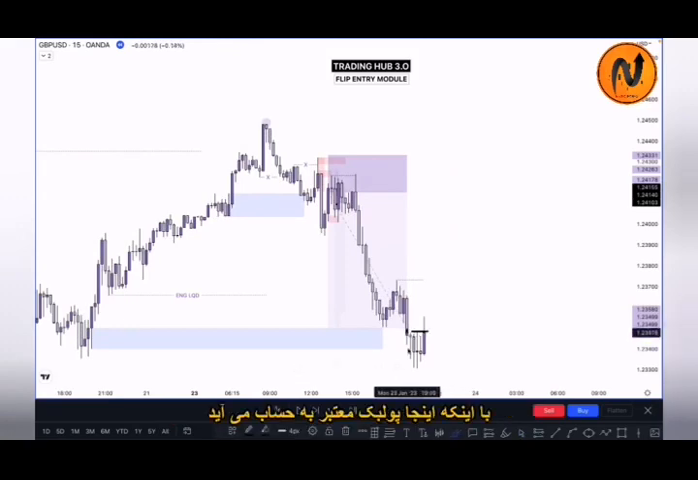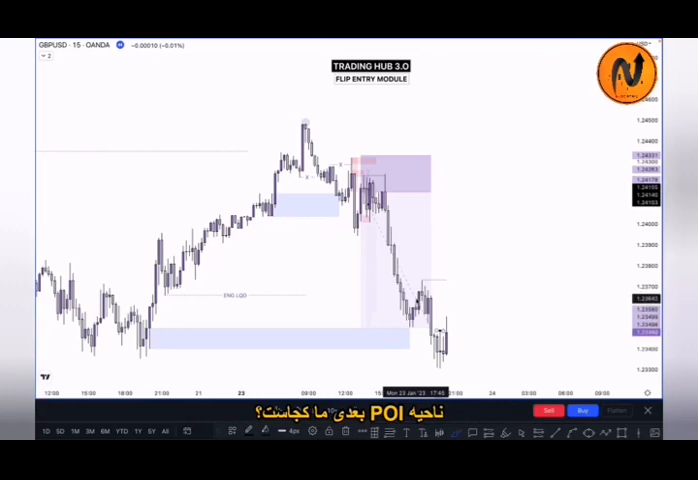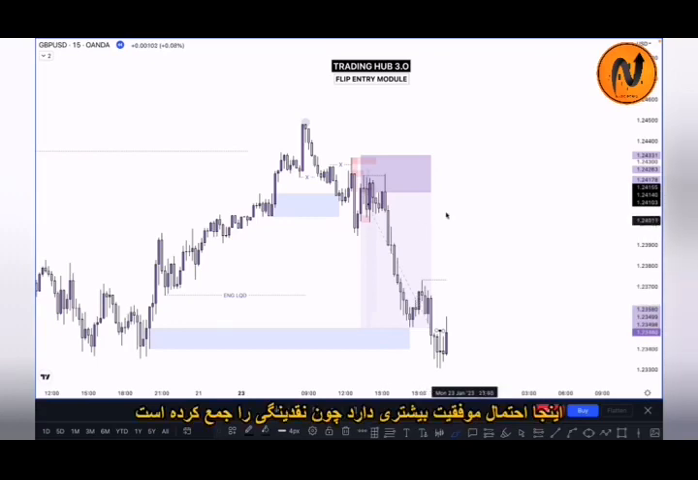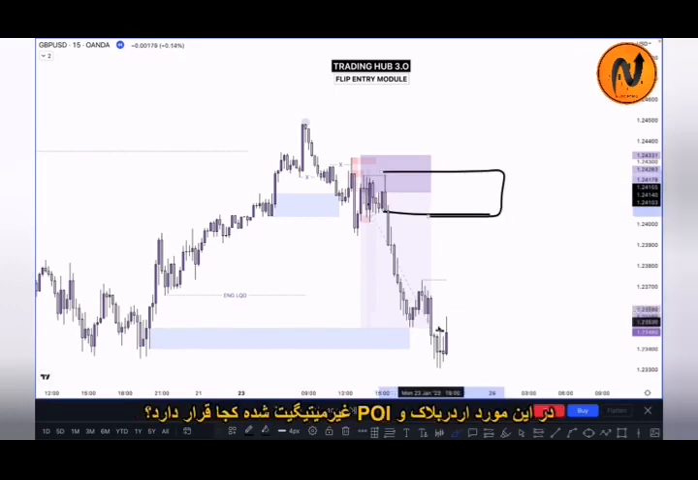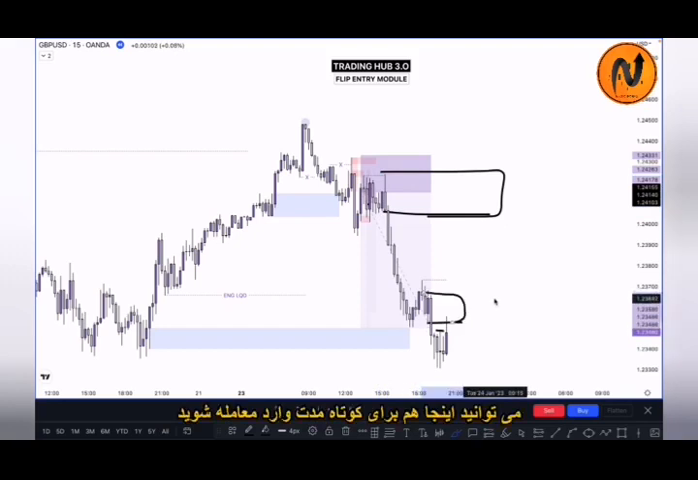Okay, even this is a valid pullback here. But why am I not taking this one? The first reason is this one is our small pullback compared to the first one. And where is our next PY? This one is a high probability because it has taken out the liquidity, correct? And in this case, where is our unmitigated order block, unmitigated PY? This one, correct? But you can play also here for the short term.